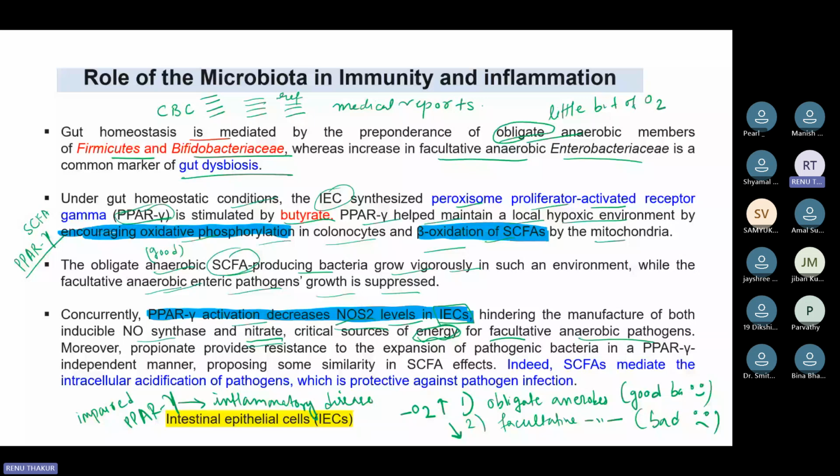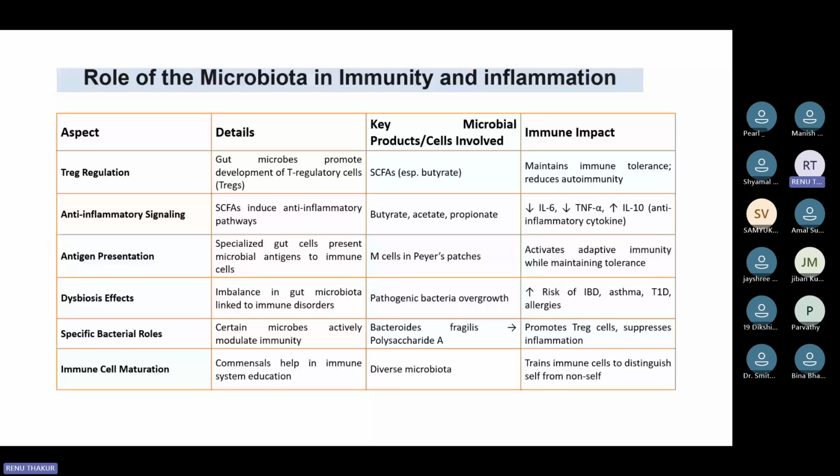Now next part, this one. This is a comparative table, you can say, or the summarized mechanism through which our microbiota, or the gut bacteria, fight against different infections and provide immunity. So how does our microbiota provide immunity against different diseases?